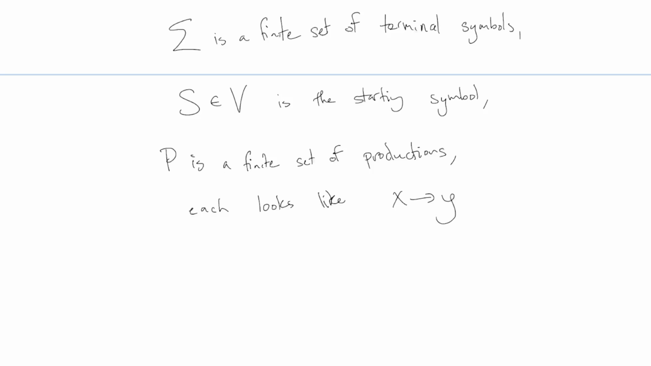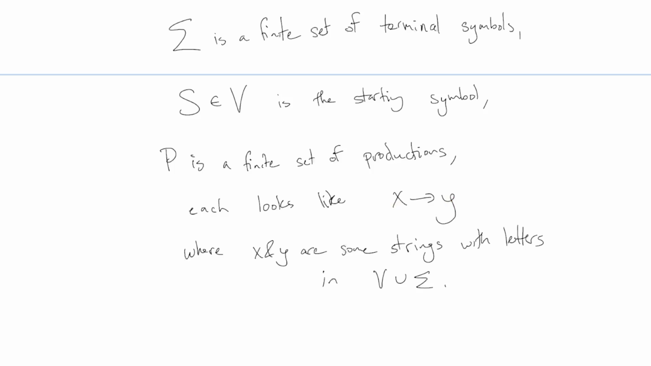As far as what is technically allowed here, each one of them looks like X and then an arrow and then Y, where X and Y are some strings with letters in V union sigma. That means the X and the Y on both sides of the arrow are just some big strings with a mixture of terminals and non-terminals. All right? They could be the big letters or the little letters. We've already seen that is allowed. Both sides can be mixtures of terminals and non-terminals.